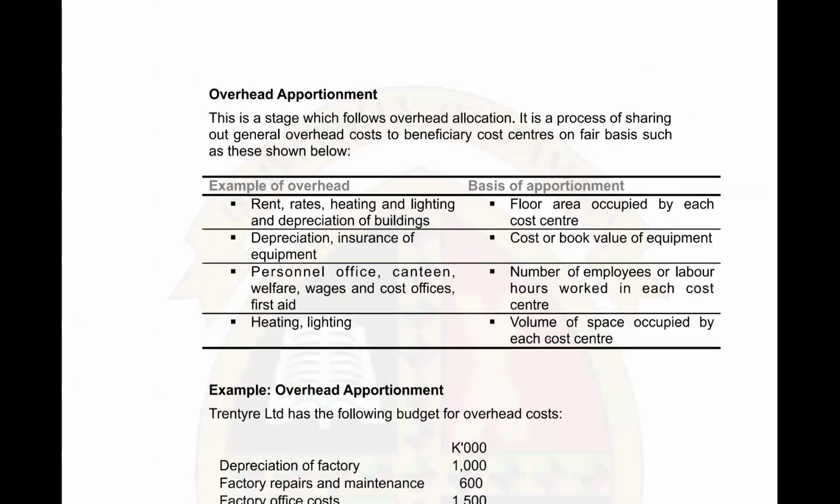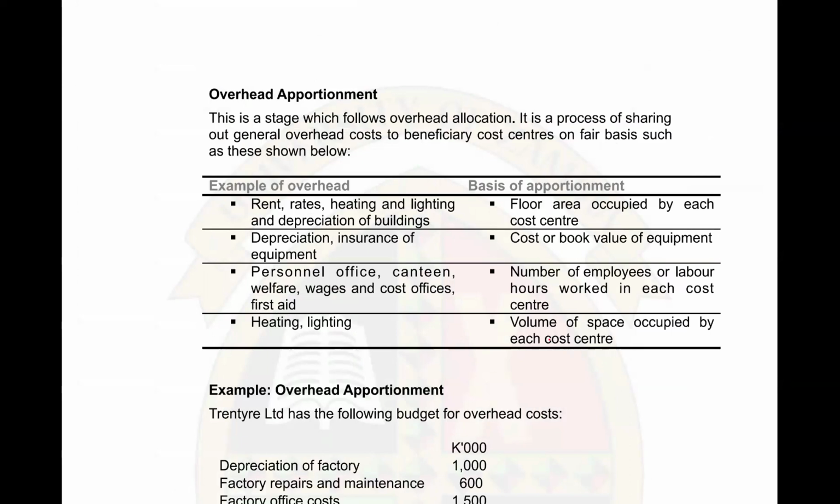Then from here, there is the overhead apportionment. This is very important. You need it. Overhead apportionment, which is a stage that follows after you have allocated, is a process of sharing out the general overhead cost to beneficiary cost centers on a fair basis, such as the following. And this is the striking point. You need to get this one.